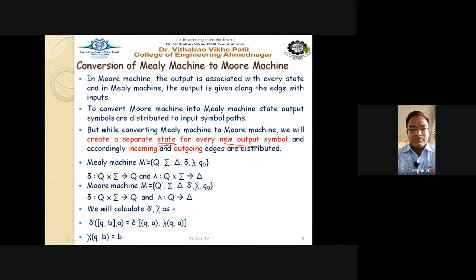And third step, we have to find out the lambda dash, that is nothing but the output for that particular state. So lambda dash means what? This is nothing but the output for state q. So we have to find it out because in a Moore machine, remember always, the output is associated with the state only. So for example, for q0, what is the output? It may be a, b, or it may be 0, 1 as per the problem, right? That we have to identify, that we have to find out, right? So let us see with an example.